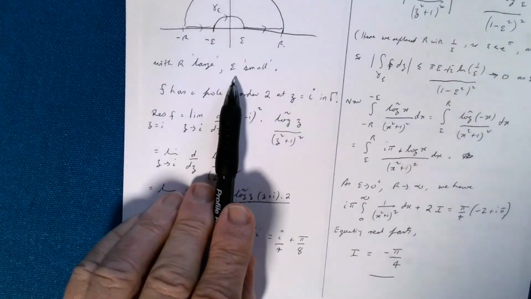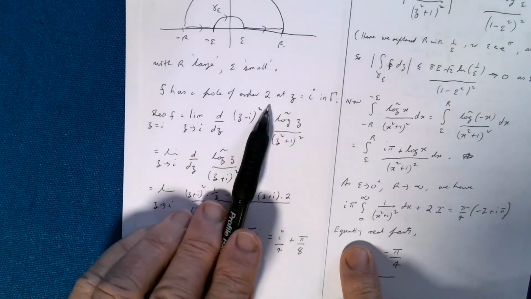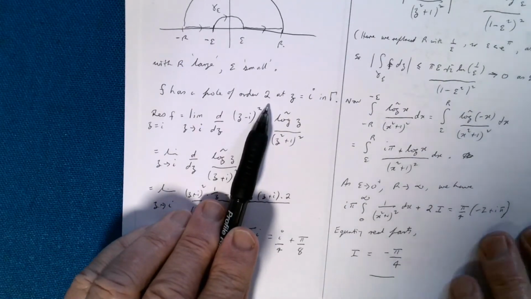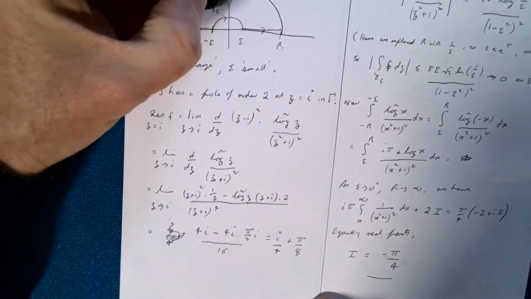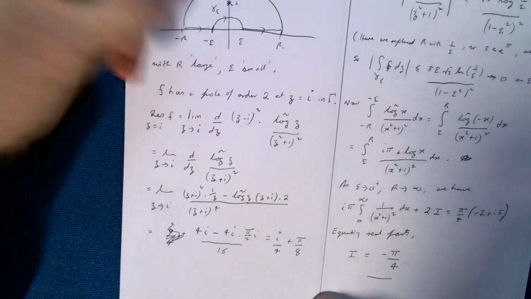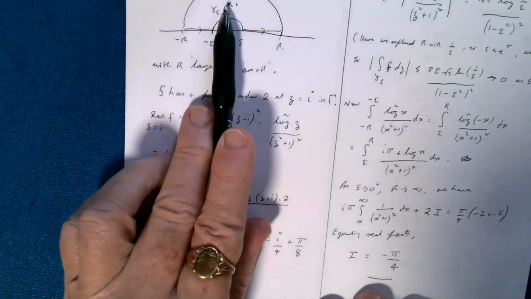Epsilon is small. Now this f has a pole of order 2 at z equals i. Remember, it was (z squared plus 1) all squared, so it's got a double pole at i inside the contour. So again, epsilon is less than 1 and R is bigger than 1, so we arrange these so that our singularity is inside the contour.